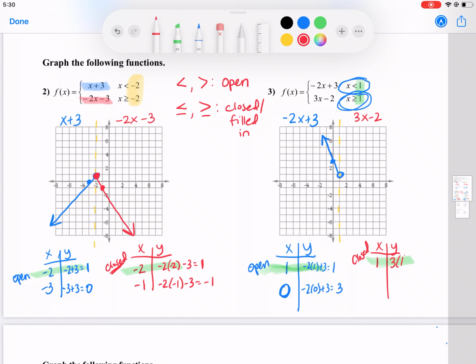Okay, let's go to the other one. So we have 3 times 1 minus 2, which is 1. And this one's closed, so I'm going to go 1, 1, and I'm just going to fill that point in. By the way, that won't always happen. Sometimes you'll have one open circle and one closed. I'll show an example later. And then I'm going to pick something to the right of 1. So let's try 2. 3 times 2 minus 2. That's 6 minus 2, which is 4. So I'm going to go right 2, up 4 from the origin. Right here. And I draw my line. And notice I only draw it on the right side of the boundary. And I'm done.